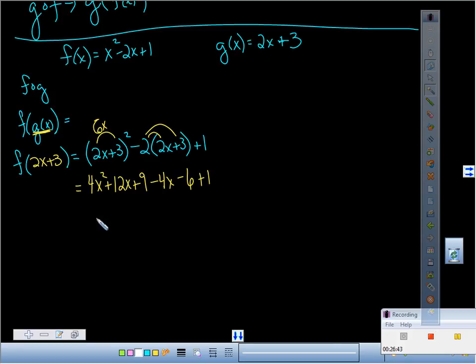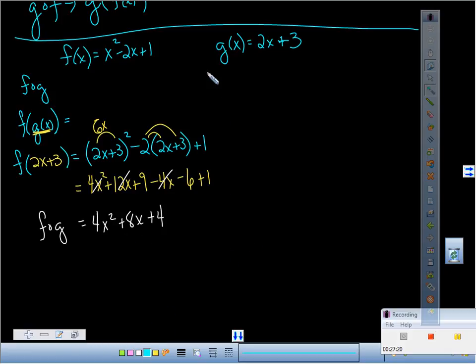Let's collect all of our like terms. 4x squared. This is the only x squared. What's 12x minus 4x? 8x. So that's plus 8x. What's 9 plus 1? 10 minus 6. So plus 4. That's my answer. That is f composite g. Do you not need to pull the 4 out? No, don't factor it. Just find it and say, yahoo! Write it down and go on to the next problem.